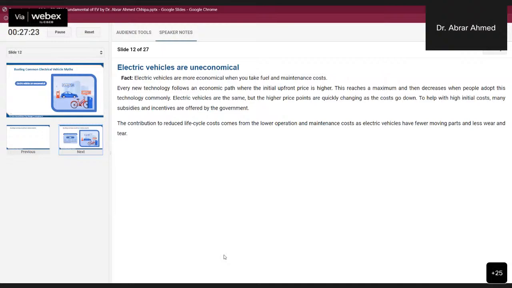Now let's bust some common myths about electrical vehicles. The first one is that electrical vehicles are uneconomical. But the fact is, every new technology follows an economic path where the initial upfront price is higher. Whenever something new comes, its cost is always higher.